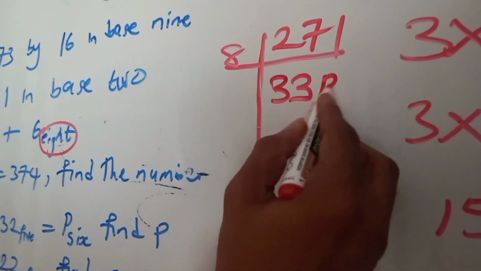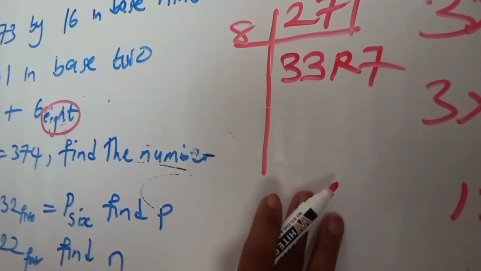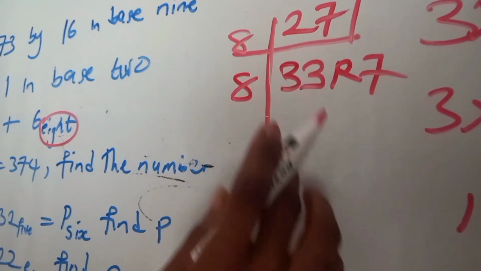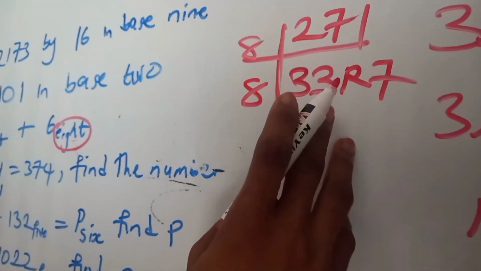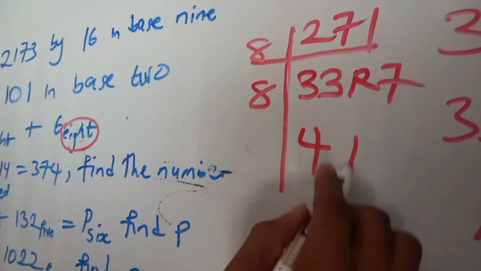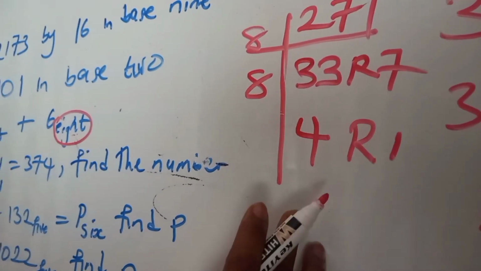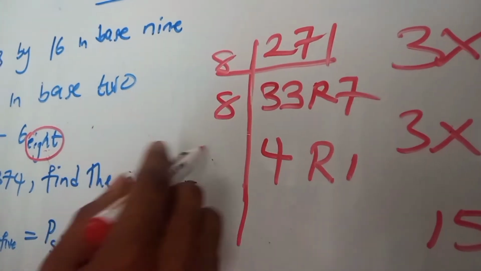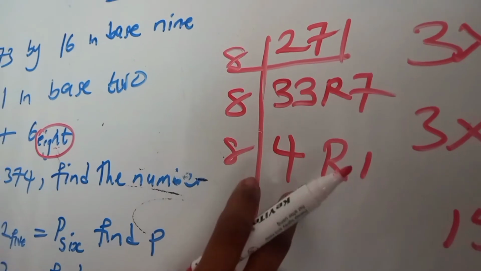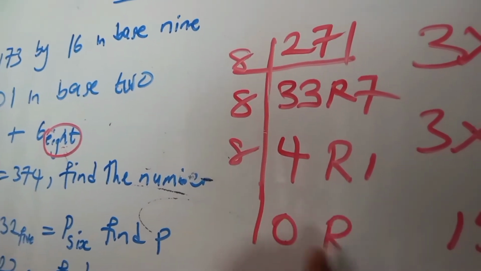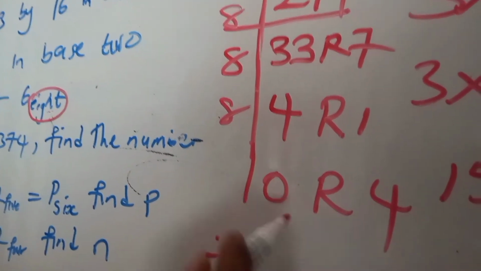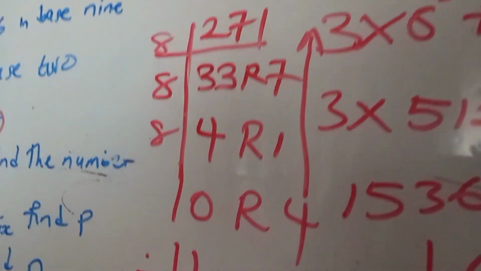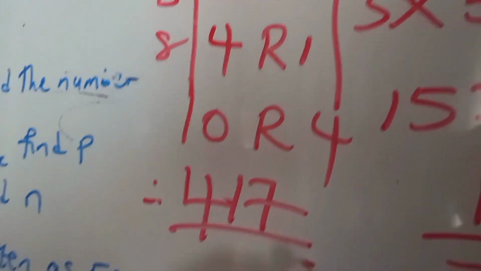Remember 7. So we continue again. How many times will 8 go into 33? 4. Remember 1. 8 can go into 4, write 0. Bring down your 4. Therefore your answer is 417. 417 is your final answer.